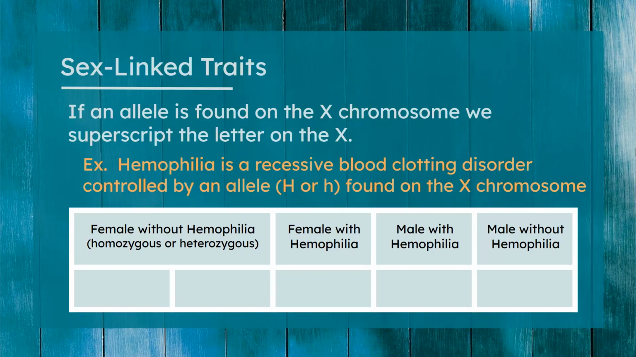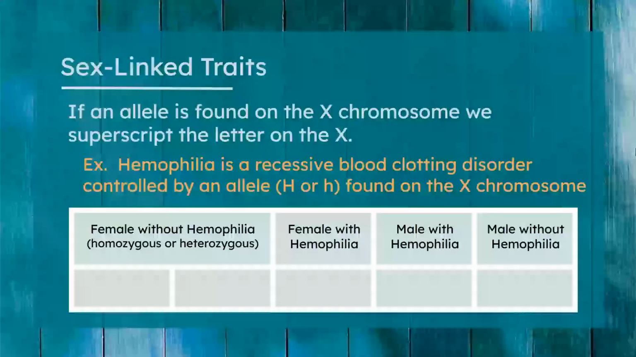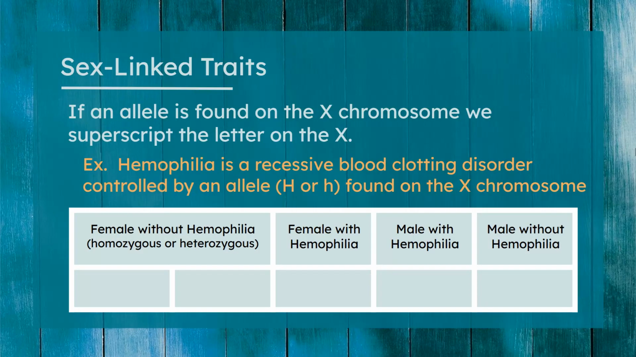So the way that we write these genotypes for sex-linked traits is by actually superscripting, so like an exponent, the letter on only the X chromosome, not the Y. If it's an allele that's found on the X chromosome, you will have it written next to the X, not the Y. So let's look at an example for this.